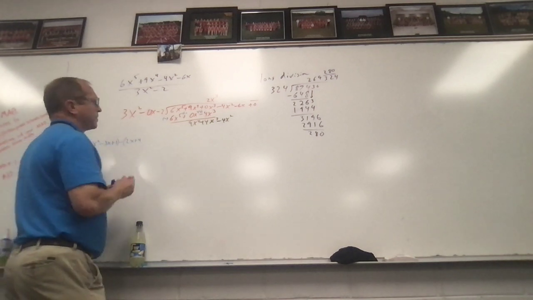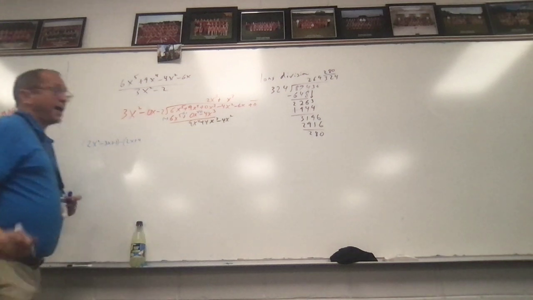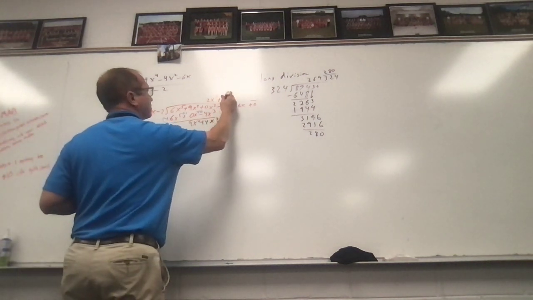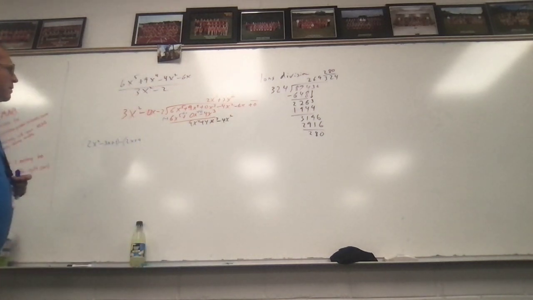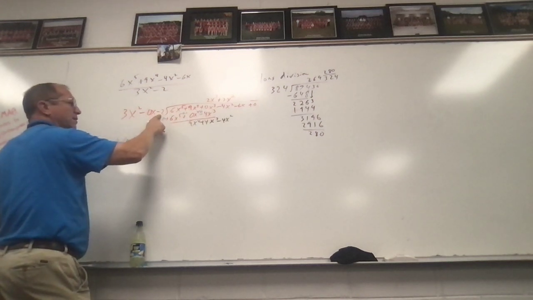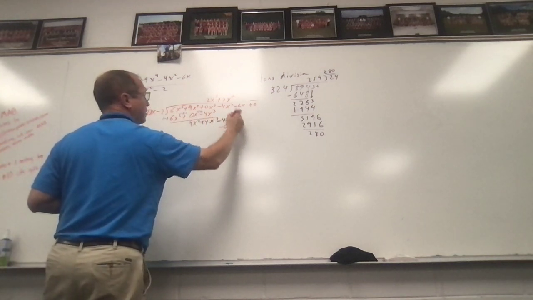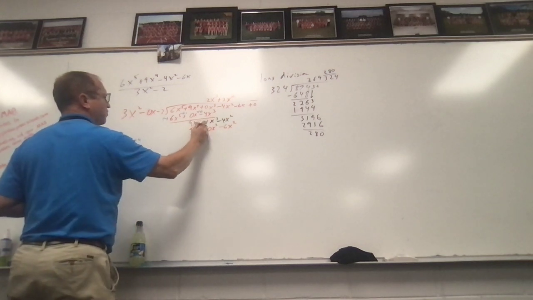X squared. And then 3 times what gives me the 9? You said it earlier, 3. All right. So 3x squared times negative 2 is negative 6x squared. 0. And then 9x to the 4th, right?